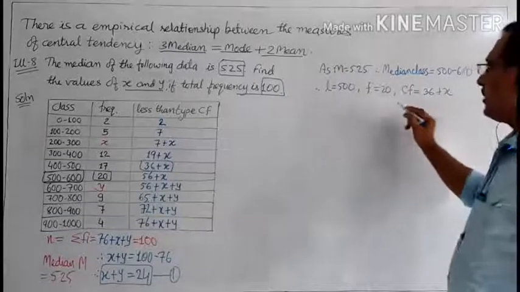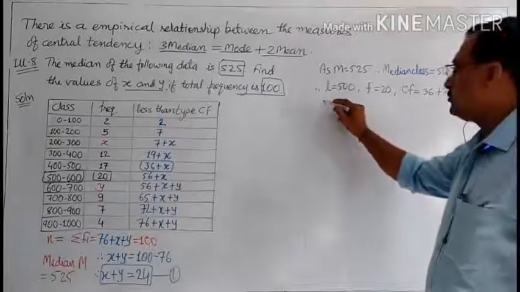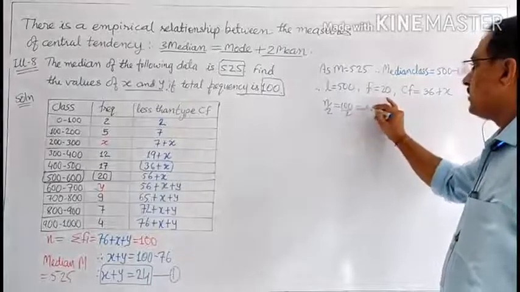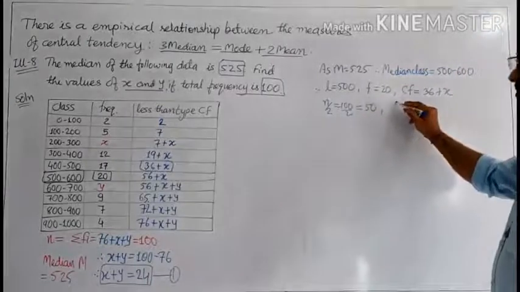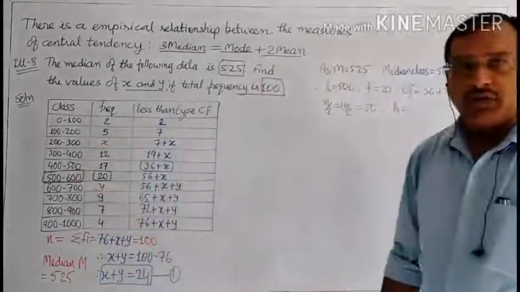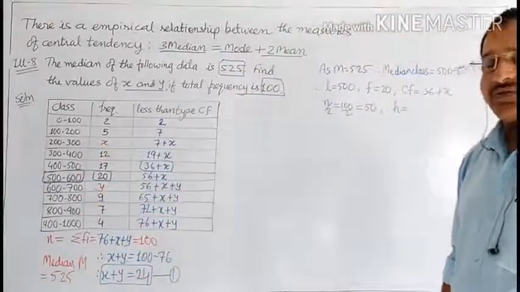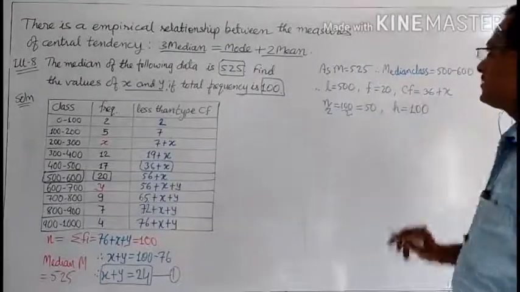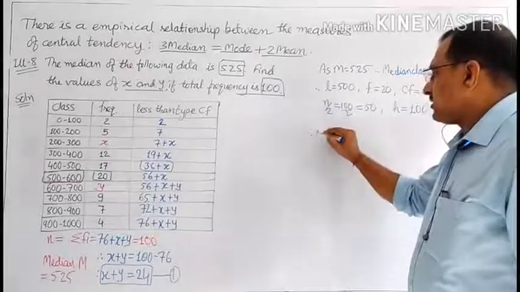Then we need height. N by 2 is equal to 100 divided by 2, and that is 50. And the class width: the difference between two consecutive upper boundary points or two consecutive lower boundary points is 100, and so the class length is 100.